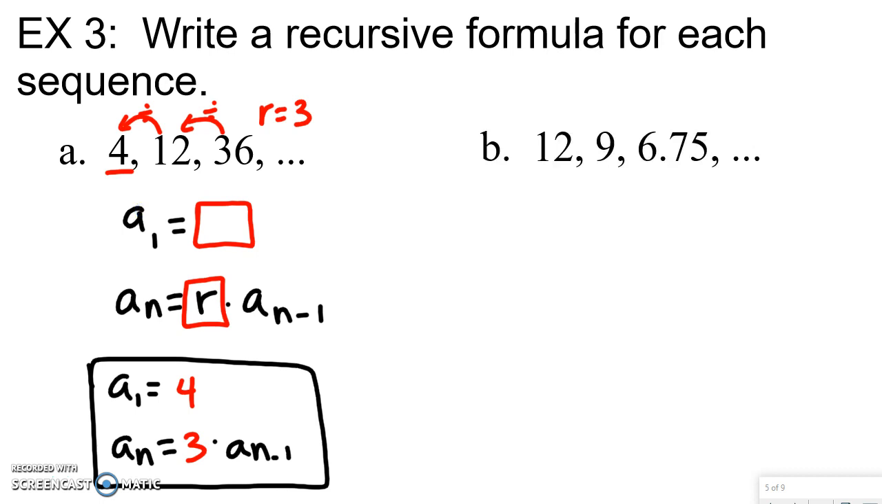Okay, we're going to do the same thing on this next example. So a sub 1, my first term, is 12. And then a sub n equals r times a sub n minus 1, so I have to figure out what r is. So I'm going to divide backwards. And I got 0.75, or you can write it as a fraction, 3 over 4.